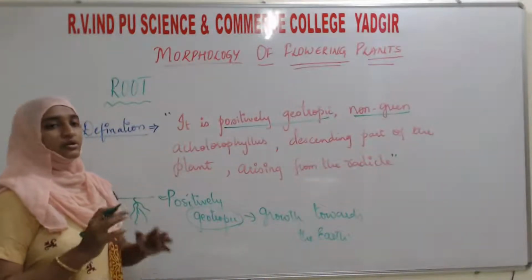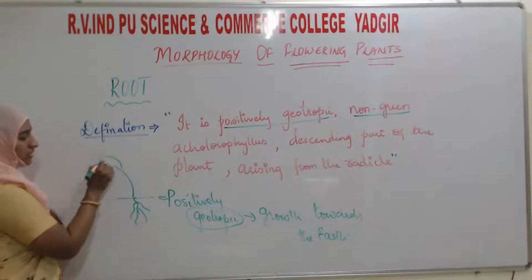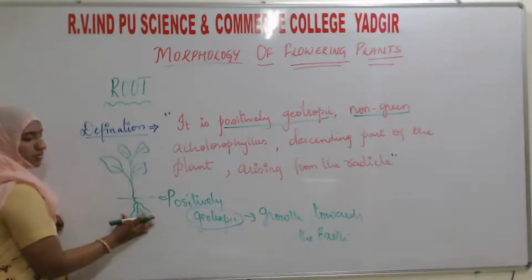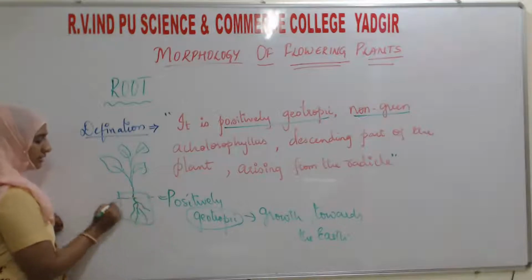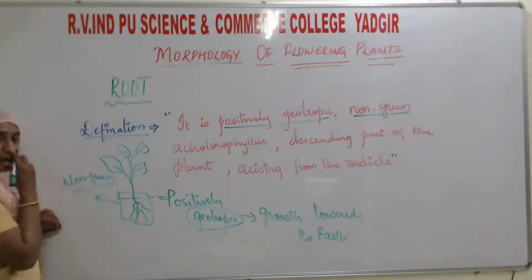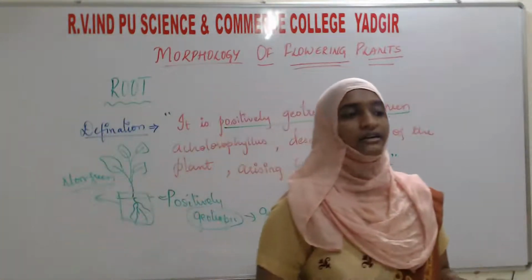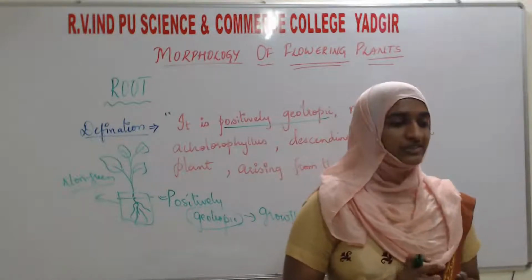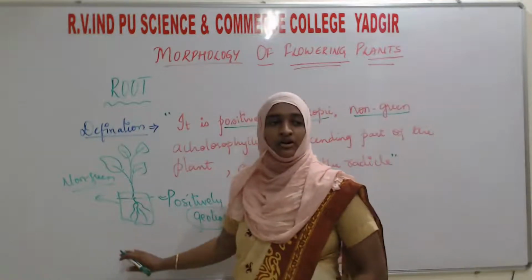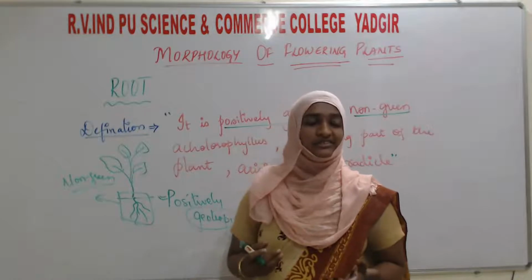Non-green means you can see in the plant that the leaves are green in color. But here the root is not green in color. If they are non-green, that means they are not undergoing any photosynthesis process. Roots are not responsible for photosynthesis.